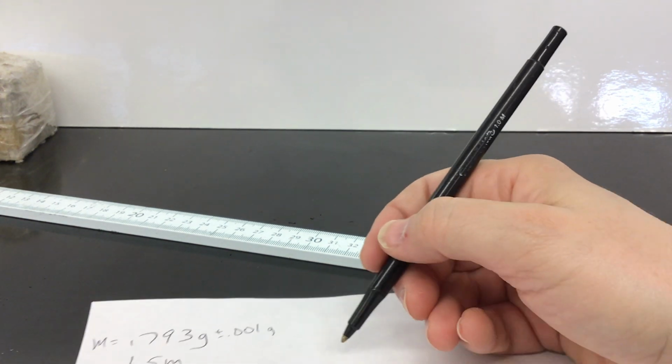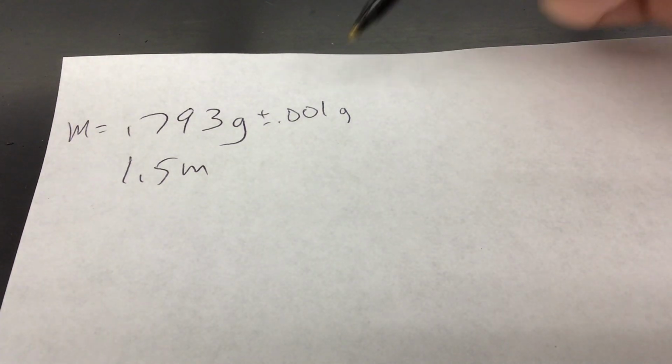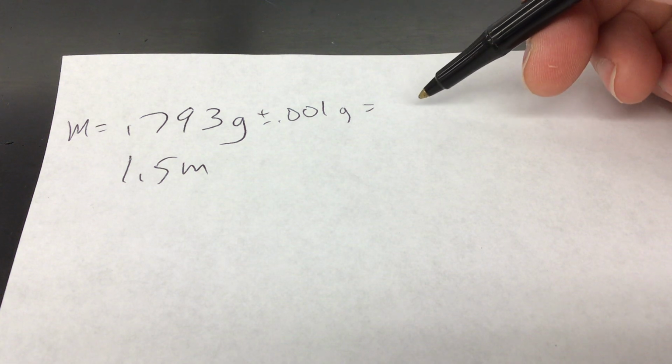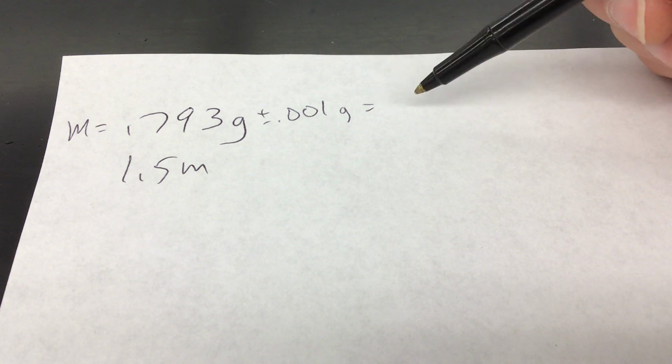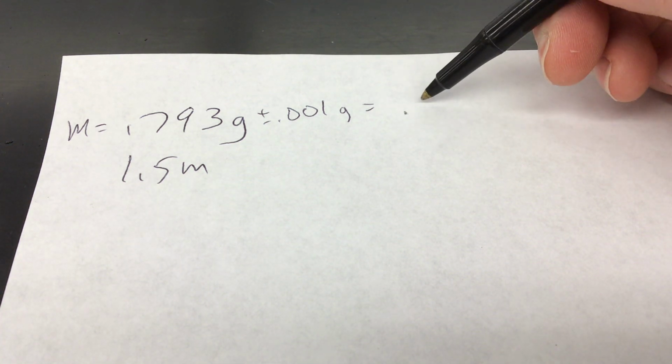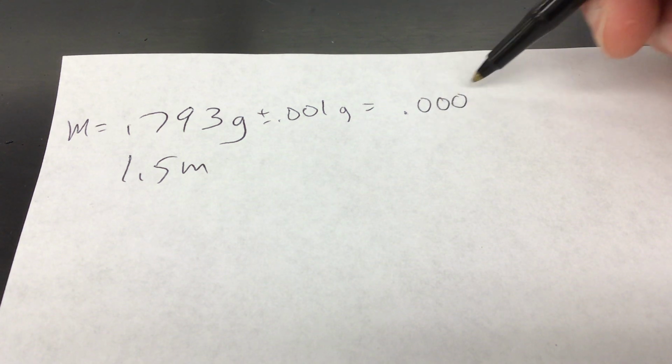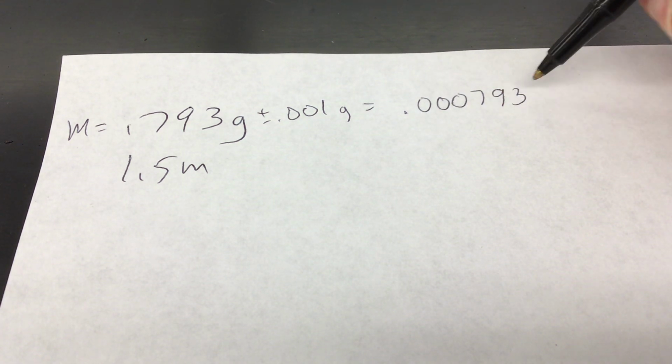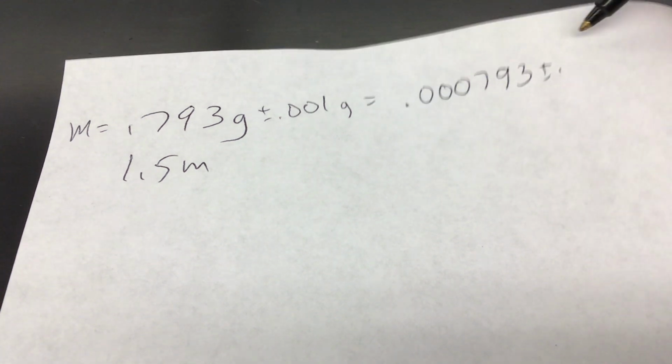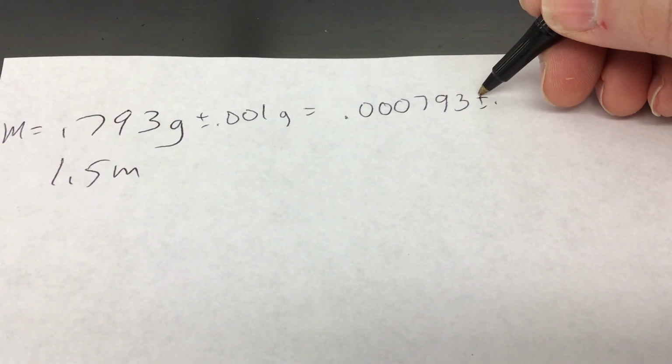Now I've got to change it to kilograms. Just look at this. What does that equal? Well, you've got to move the decimal point over by 3. It's 0.000793 plus or minus. Okay, so this is how you write it down in your data sheet.